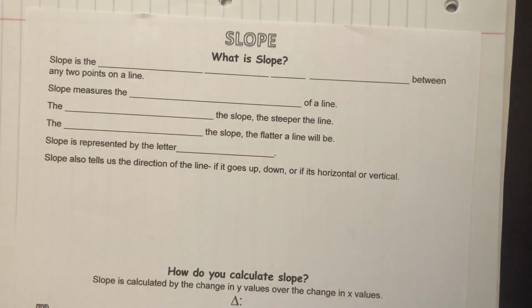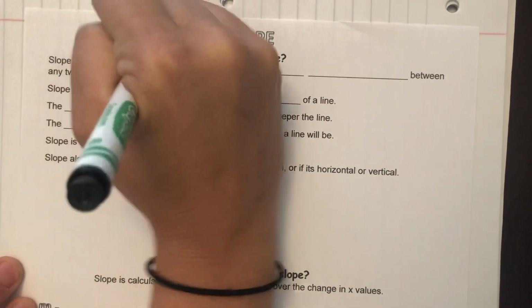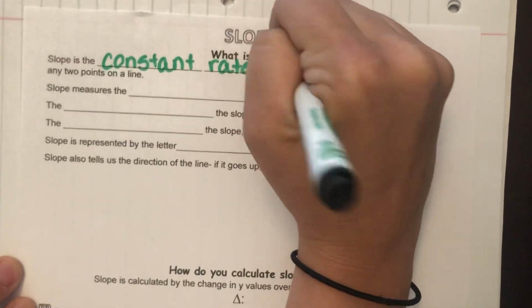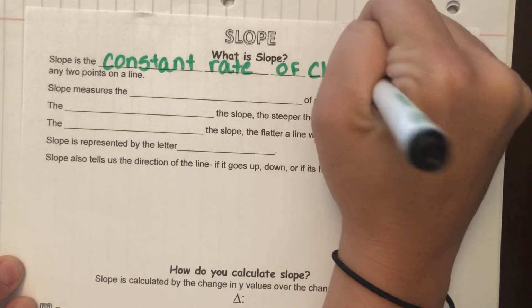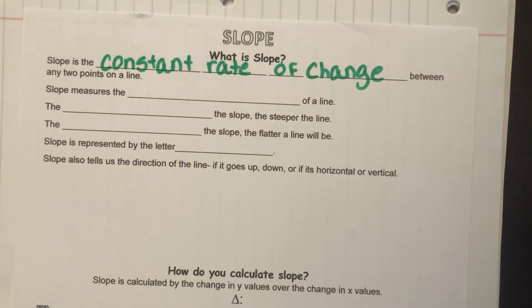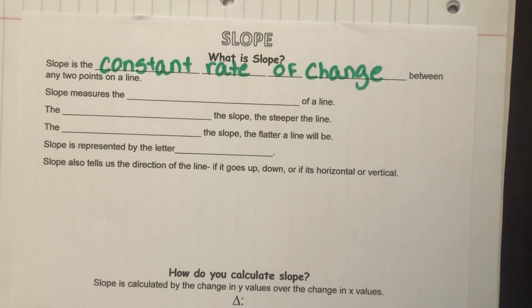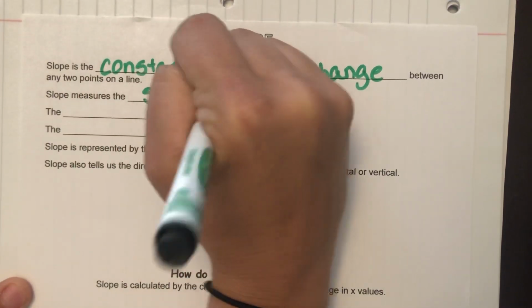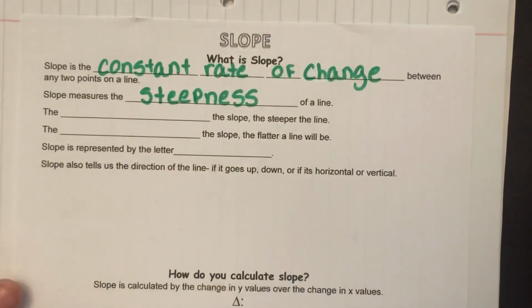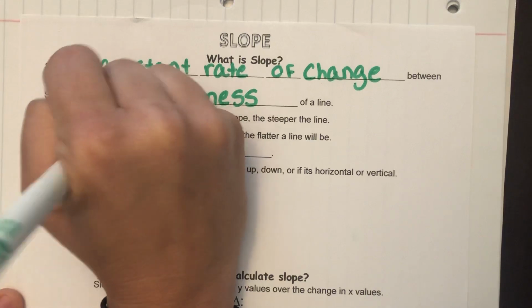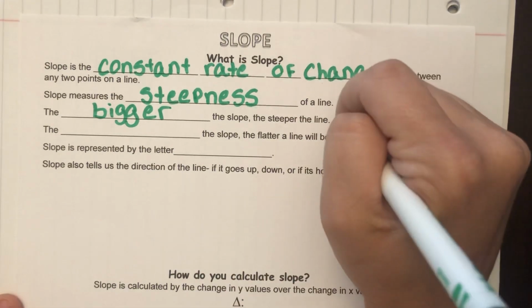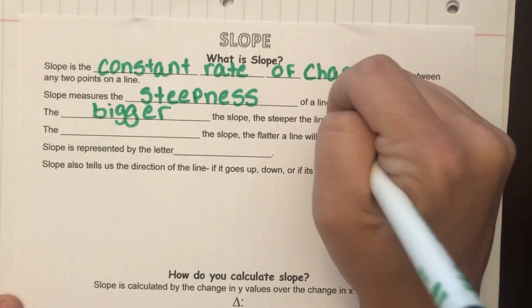So slope is the constant rate of change between any 2 points on a line. Slope measures the steepness of a line. The bigger the slope, the steeper the line. So the higher the slope is, the steeper the line.